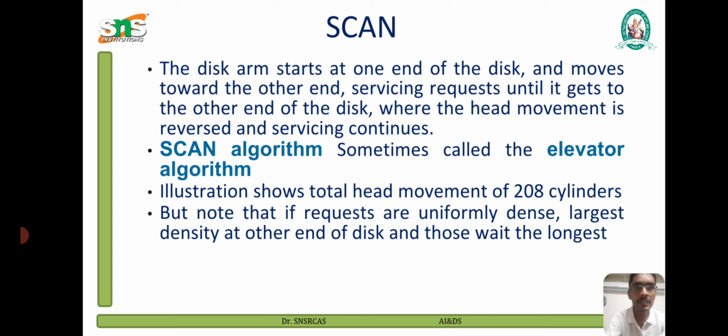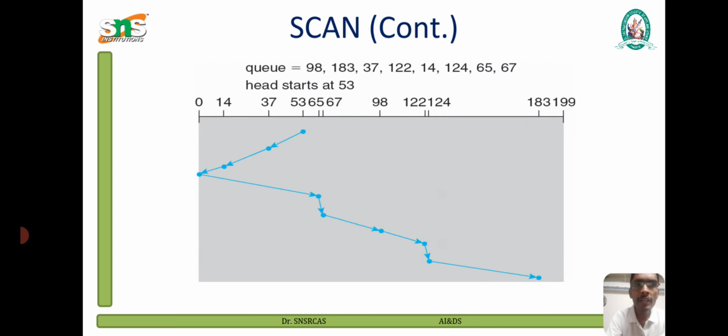Let's understand the algorithm with an example. Look here: the same queue values are available, from 98, 183, 37 up to 67, and again the head starts from 53. But in this SCAN algorithm, the head starts scanning from 53 towards the left end of the disk, which means it reaches 37, 14 and 0. Then from left to right it moves up to the right end. It moves from 0 to 65, 67, 98, 122, 124, and finally it reaches 183 at the right end of the disk.